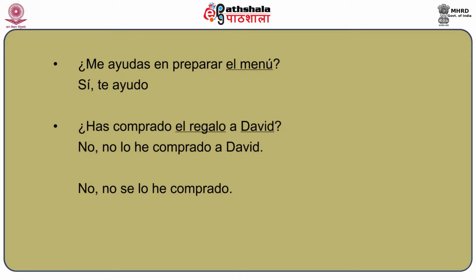So it is no, no lo he comprado a David. In the second sentence, whereby we are also replacing the indirect object, we are removing the name of David and we are using the direct as well as indirect object pronoun, and the sentence is no, no se lo he comprado.